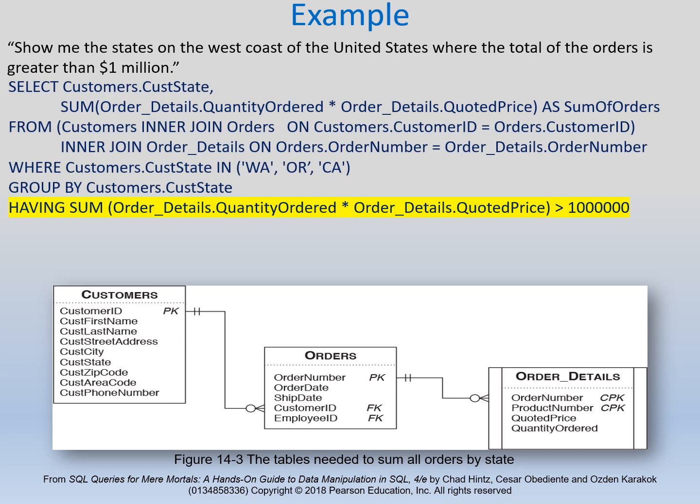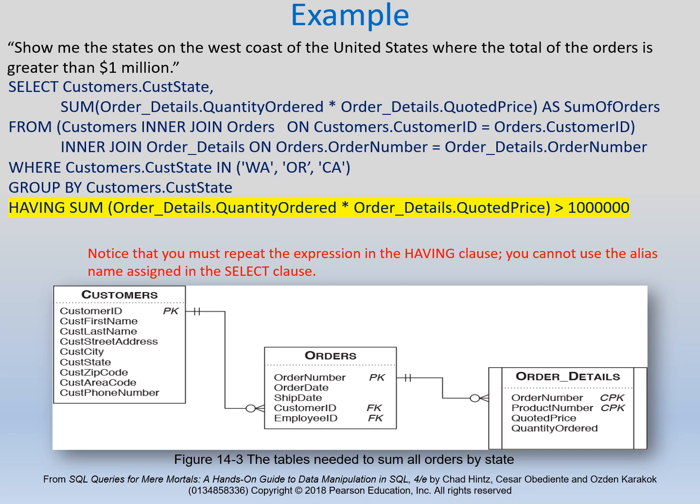This is our select statement. Notice in the select clause we're selecting customer state. Notice in the group by clause we have customer state. Also notice in the select clause we are using the sum aggregate function, which will satisfy the condition where the total of the orders is greater than 1 million. Now, the sum will calculate the total, but the condition greater than 1 million we see in the having clause. Notice in the having clause, the entire calculation is listed, not the alias name.